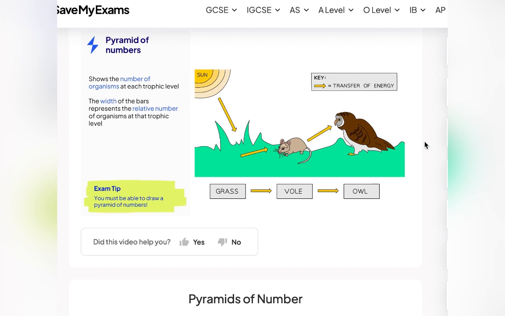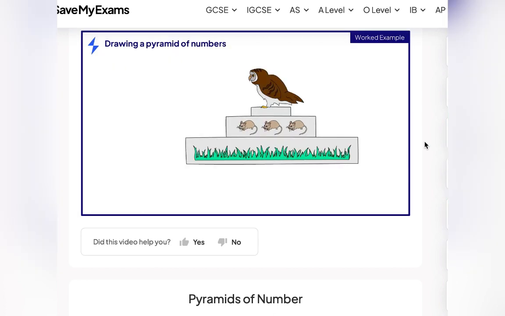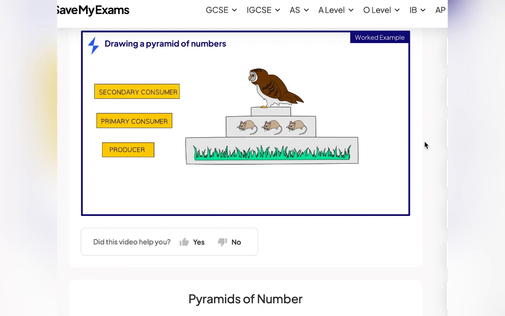Now let's turn this food chain into a pyramid of numbers as this is something that you may be asked to do in an exam. We start by drawing our pyramid with each bar representing a trophic level. Note that you do not need to draw pictures in your pyramid. The bottom bar will always be the producer, so in this case the grass will be here. The next bar will usually be less wide than the bottom bar, as this represents the primary consumer, which in this case is the vole. The top bar of our pyramid will represent the secondary consumer, which is the owl.